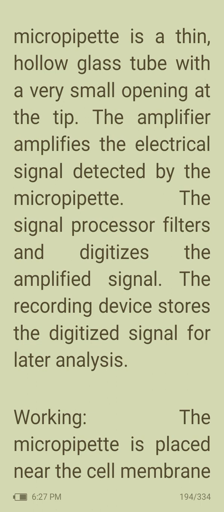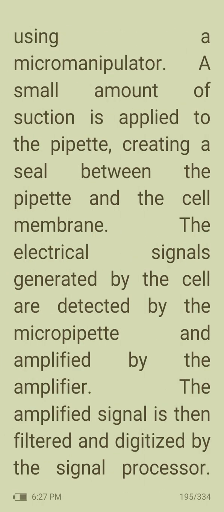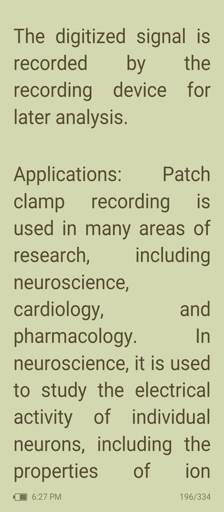The amplifier amplifies the electrical signal detected by the micropipette. The signal processor filters and digitizes the amplified signal. The recording device stores the digitized signal for later analysis. So how does this work? The micropipette is placed near the cell membrane using a micromanipulator. A small amount of suction is applied to the pipette, creating a seal between the pipette and the cell membrane. The electrical signals generated by the cell are detected by the micropipette and amplified by the amplifier. The amplified signal is then filtered and digitized by the signal processor. The digitized signal is recorded by the recording device for later analysis.